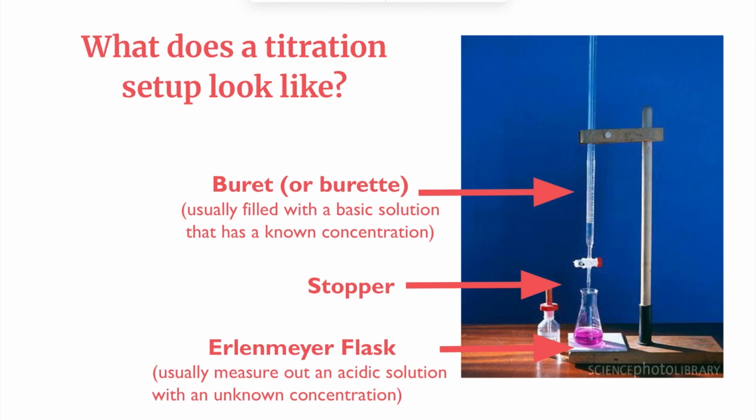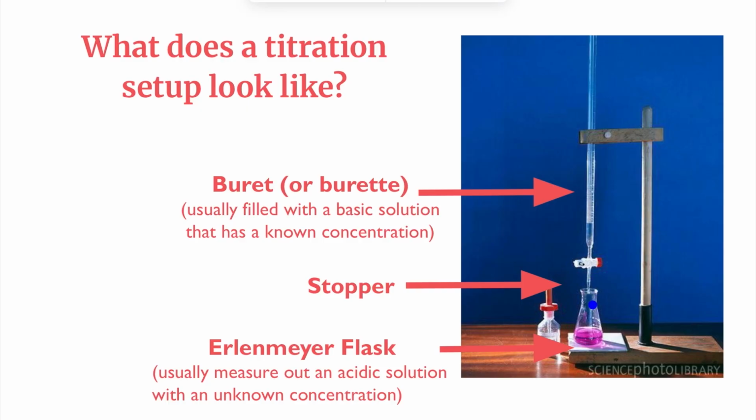You could see it spelled either of these ways. And burettes are usually filled with a basic solution, like potassium hydroxide, calcium hydroxide, and we generally know the concentration. So we choose a solution we know the concentration of that is a base. We put it in this burette. Then the burette has a little stopper here where we can twist this and we can let some of that base solution go into an Erlenmeyer flask easily.